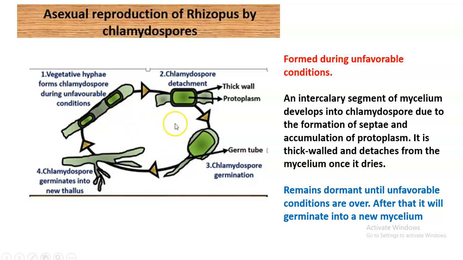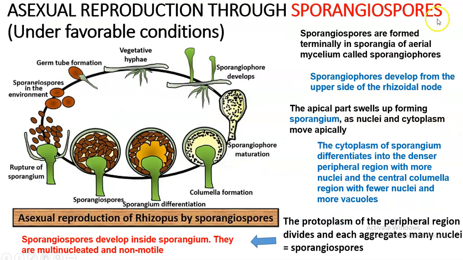Okay, so this will be detaching. So this was the fragment. Now it got detached from the thallus when the thallus dries up, and it will be laying in the soil till the favorable condition arises. When the favorable conditions arise, it will be forming the germ tube, and finally it will be developing into a normal thallus or hyphae. Now asexual reproduction through sporangiospores.